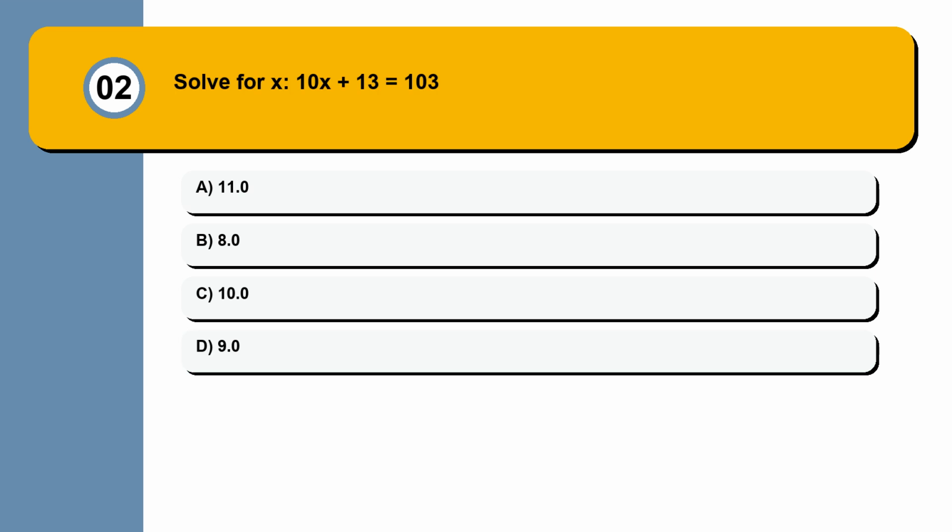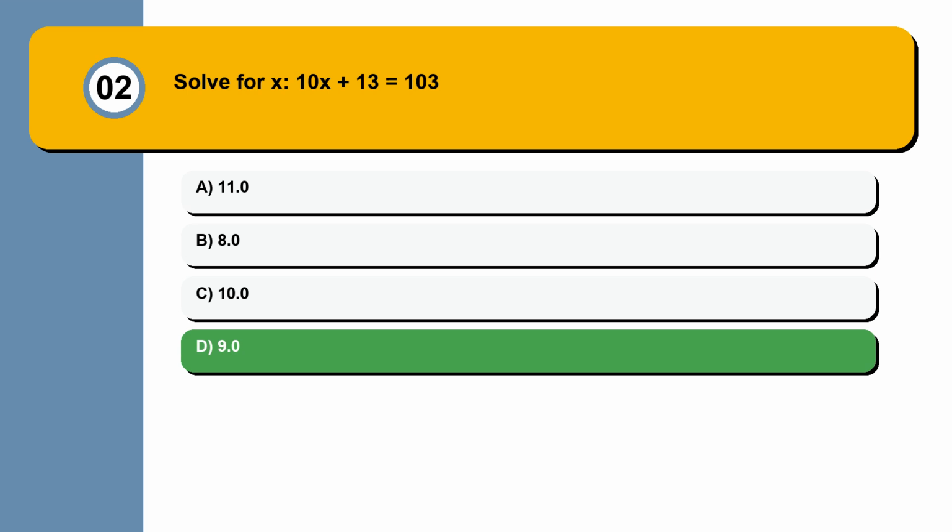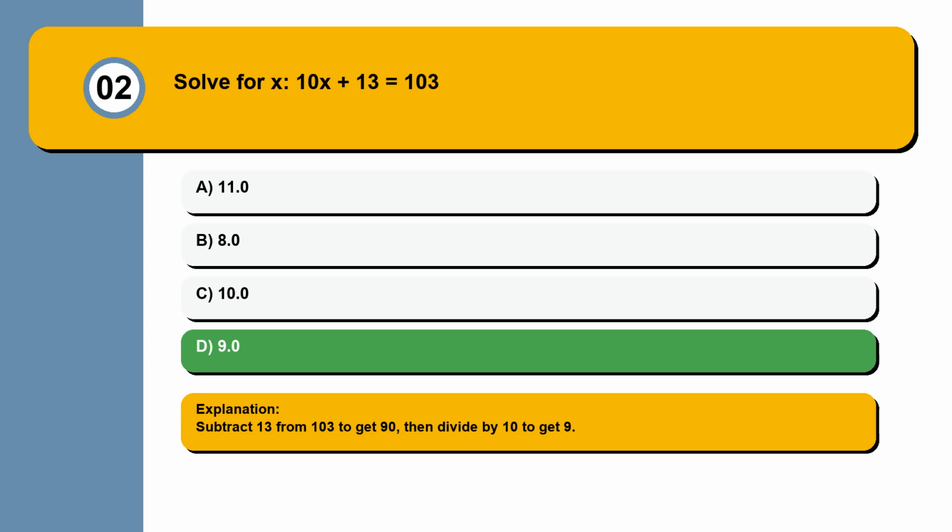Question 2. Solve for x. 10x plus 13 equals 103. 11, 8, 10, 9. Subtract 13 from 103 to get 90, then divide by 10 to get 9.